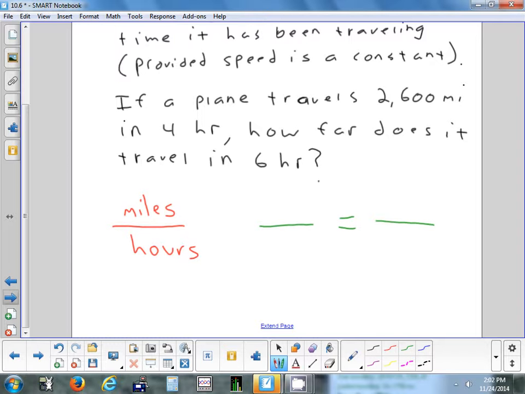Elijah, what's the first thing that it gives me in the problem? Like the numbers? Yeah, what's the first number it gives me? 2,600. All right, 2,600. I want to put that on top, right? That's miles, right? Yeah. So we're doing miles over hours. 2,600 should go over what, Elijah? 4. 2,600 miles in 4 hours.